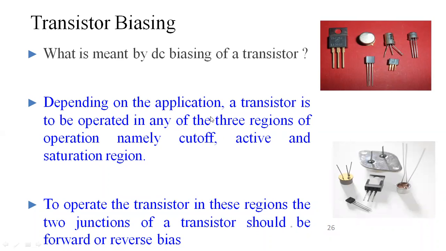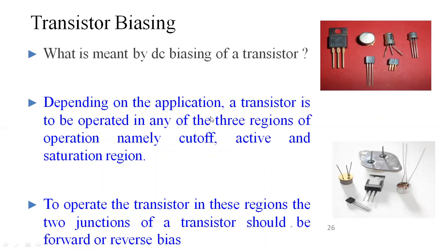Transistor biasing. Biasing is applying proper supply conditions, that is power supply conditions, to a device so that we can operate that particular device in the desired manner. Maybe we can turn it on, we can turn it off, so that we can achieve the operation that we require in a particular circuit or particular application.